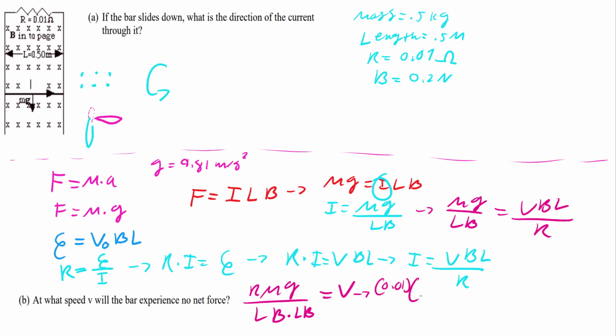0.01, multiply that by the mass of 0.5, multiply that by 9.81, divide that by the length of 0.5 times the B field of 0.2, then square that, you end up getting a value of 4.9 meters per second. Whew.